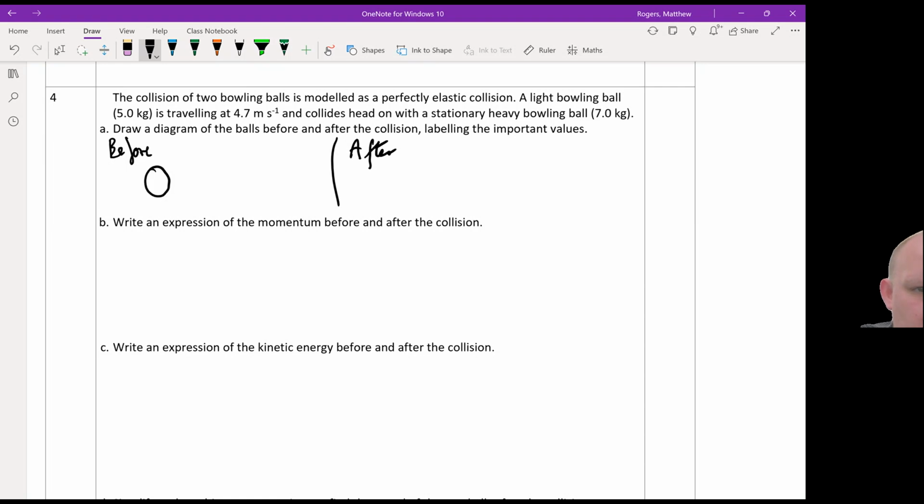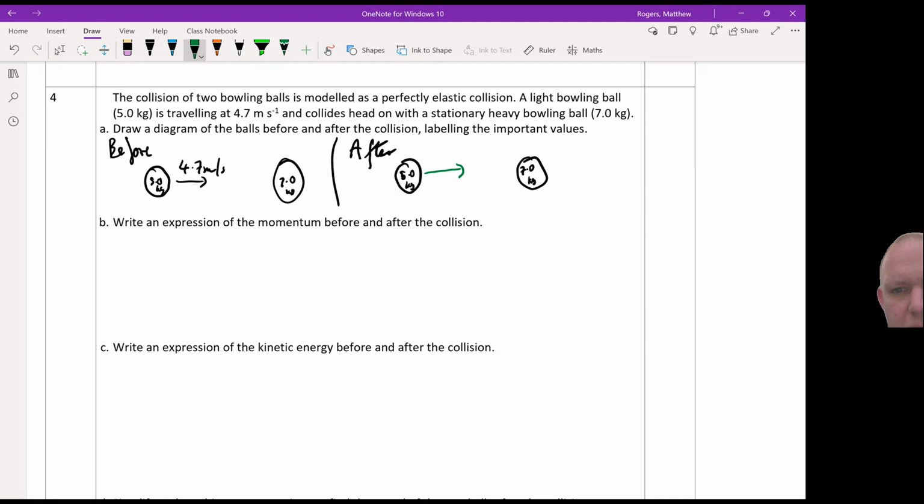So we're going to have our 5.0 kilogram ball travelling 4.7 meters per second, and we get our 7 kilogram ball, which is stationary. And then after, we've got two velocities that we don't know. So this one still is 5.0 kilograms. This is still 7 kilograms. And I'm going to label them both as having a speed.